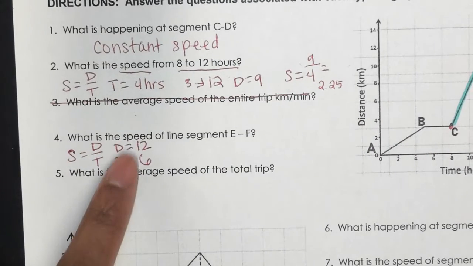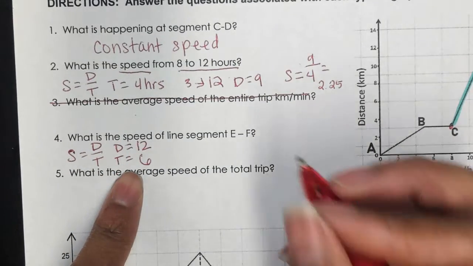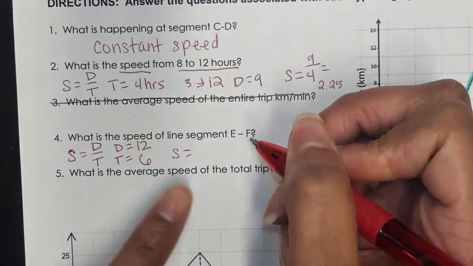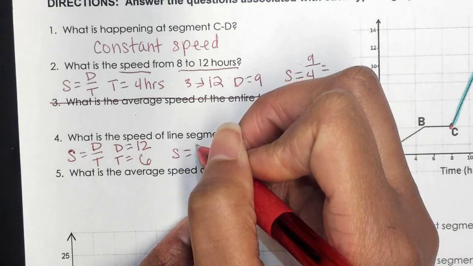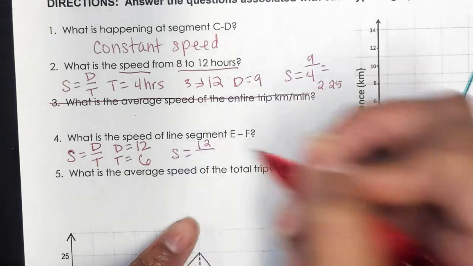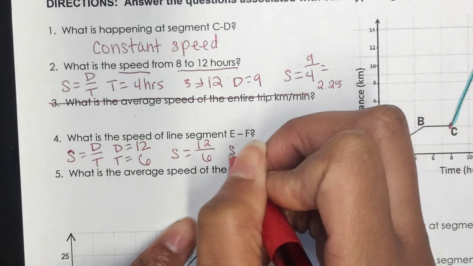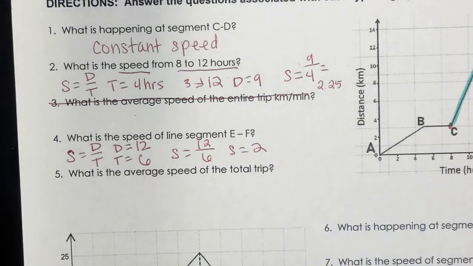So I have my distance and I have the time. So now all I'm going to do is plug it in. S is equal to what? What goes on top? What do I put on top? 12. And I divide by what? 6. So my speed is what? 2.